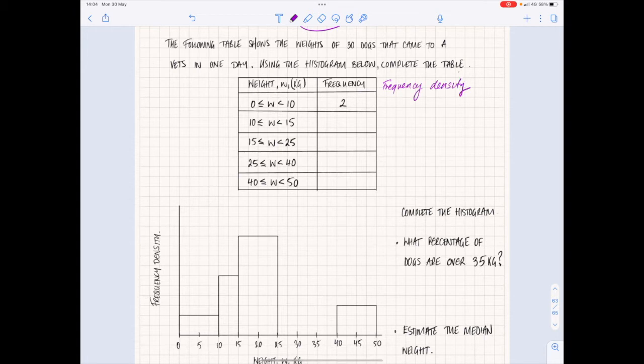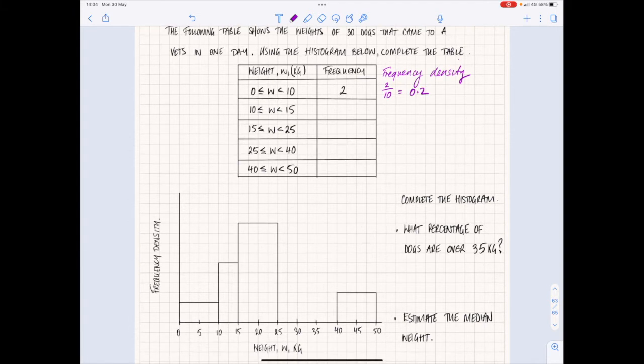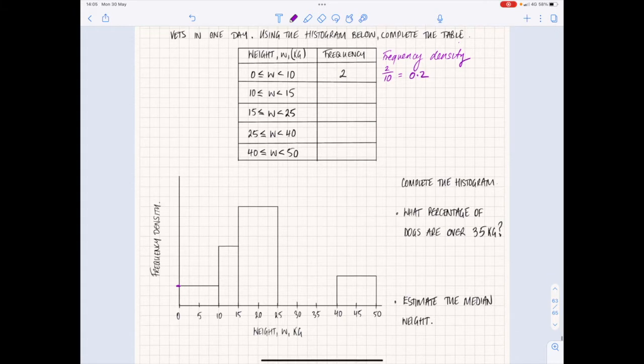And remember, that's the key thing for a histogram. So I can find frequency density here by doing 2 divided by the class width there, which is 10. Remember, it's frequency divided by class width. 2 divided by 10 is 0.2. Which means I can now create my own scale on this y-axis, because that's the thing that's missing. I don't know any information about this histogram really, because there's no scale. But now I've just used the information I've been given here to find the scale.